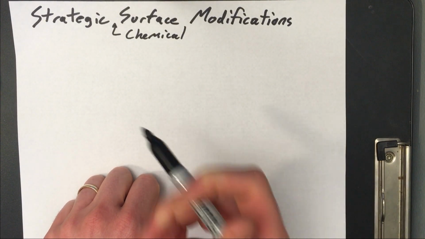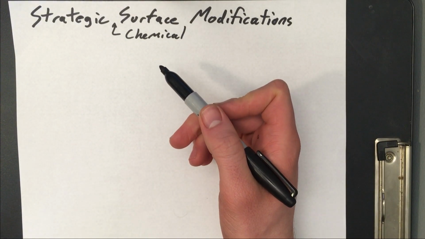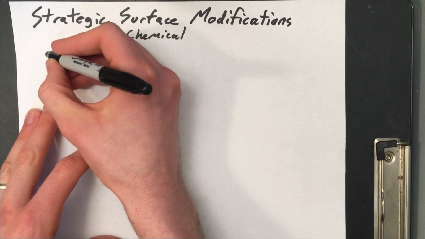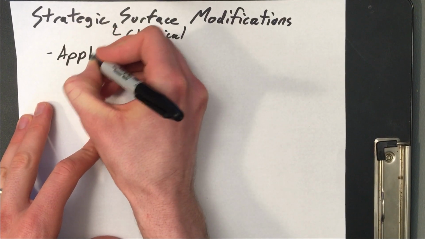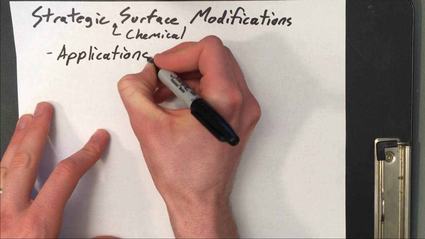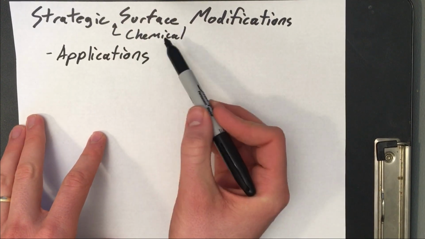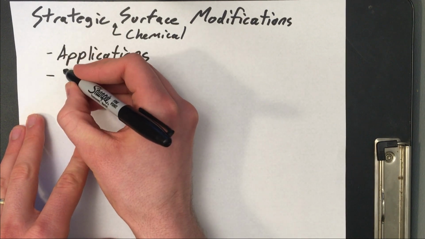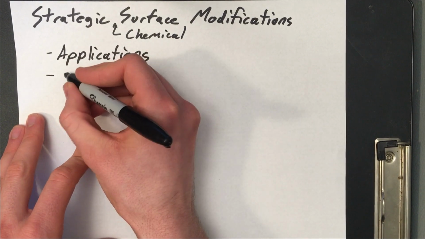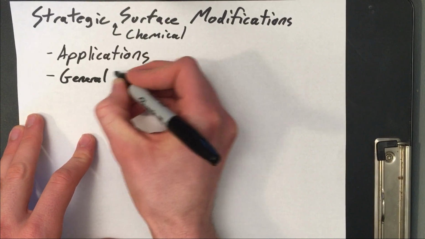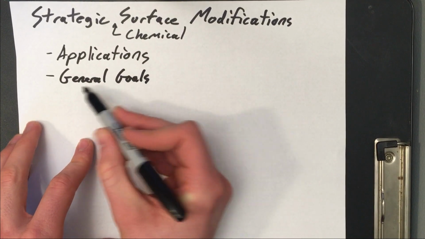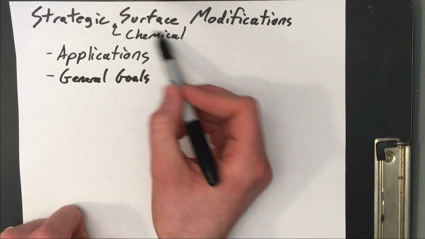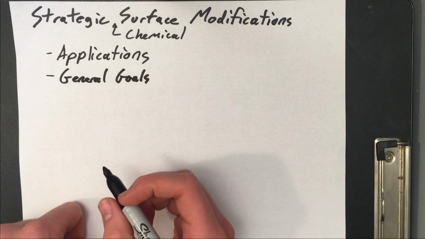a surface. You know, what sort of strategies do we have? What types of chemicals do we use? And things like that. So we're going to start off with talking about some applications. What are some applications where we choose to add particular chemicals to a surface? Then we're going to talk about the general goals that apply to almost all of these applications. What goals might we have that are common to most of these applications in the process of attaching particular chemicals to a surface?